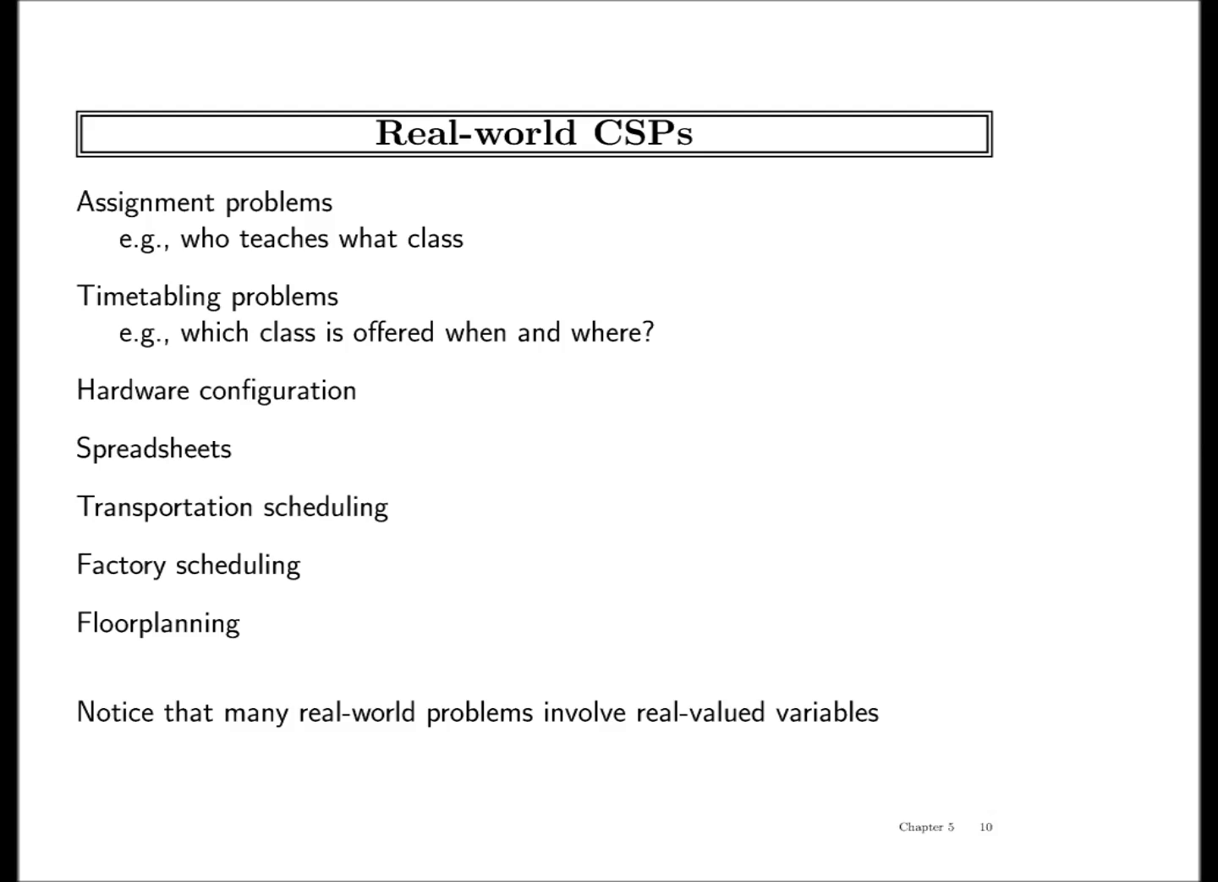Now, the important point is that CSPs happen everywhere, all the time. They're extremely valuable. Every now and then, whether you realize it or not, you are solving a CSP. If you have to figure out who teaches what, there are so many professors and so many courses. You have to assign a course to each professor; the variables are professors, the values are the courses. It's a CSP, and you have constraints, obviously. Timetabling is very important. You have so many classes running in this university: which class is offered when and where.